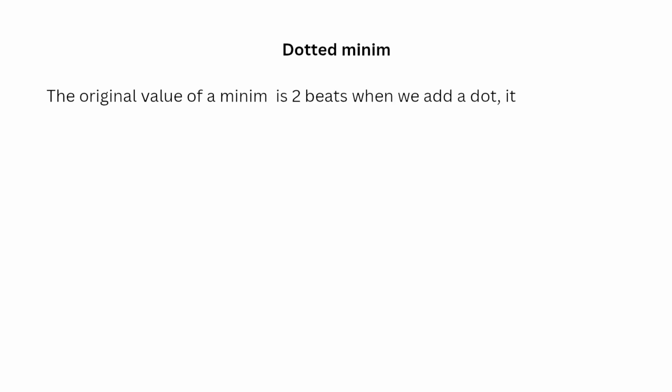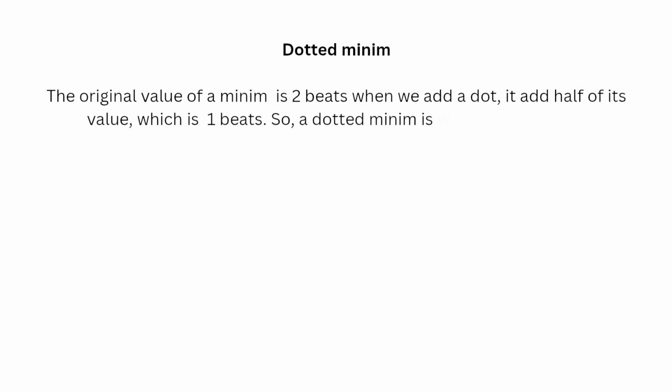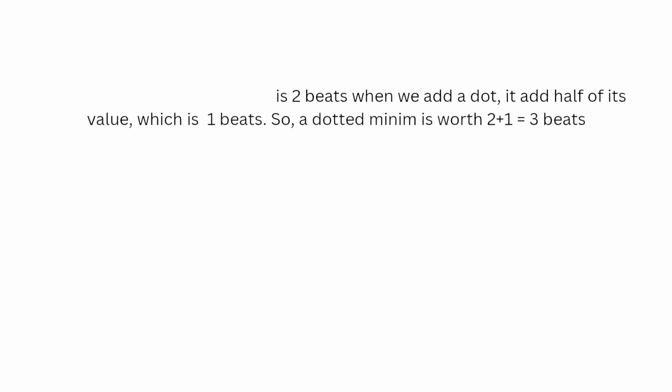The original value of a minim is 2 beats. When we add a dot, it adds half of its value, which is 1 beat. So a dotted minim is worth 2 plus 1 is equal to 3 beats.